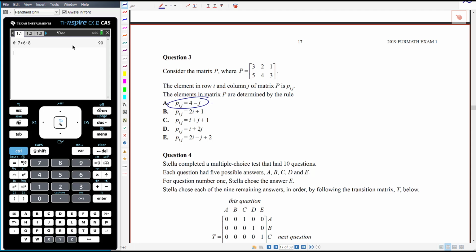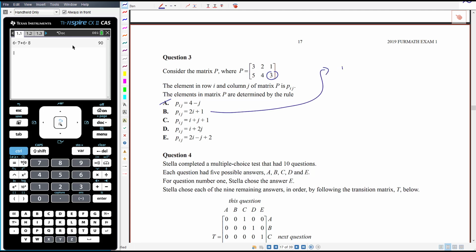So considering option A, if Pij is equal to 4 minus j, then let's think about P23, which should give us the number 3. That would be equal to 4 minus j, where i is the row number and j is the column number, so that would be 4 minus 3, which would be 1. Okay, but P23 should be 3, and so that's not going to be correct. Okay, let's have a think about the second option, so option B, so it's not A.